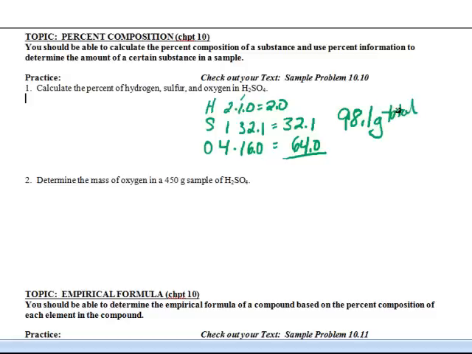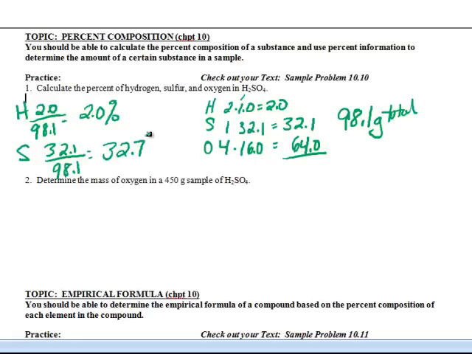And then what you need to do is figure out the part divided by whole for each one of these. So for hydrogen, you're going to do 2.0 divided by the whole thing, 98.1, multiplied by 100, and you end up with about 2.0%. What's next? Sulfur. It's 32.1 divided by the whole thing, 98.1, times 100, don't forget that, and you get about 32.7%.